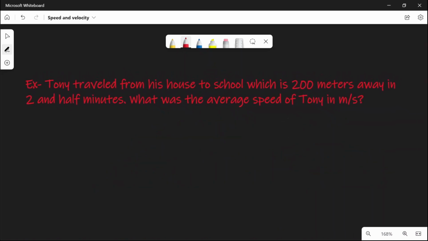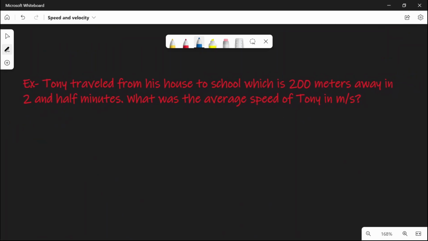Now let's get to some questions. Tony traveled from his house to school, which is 200 meters away, in 2.5 minutes. What was the average speed of Tony in meters per second? So first, we should convert the time given from minutes to seconds.